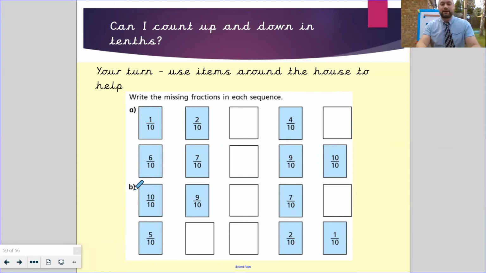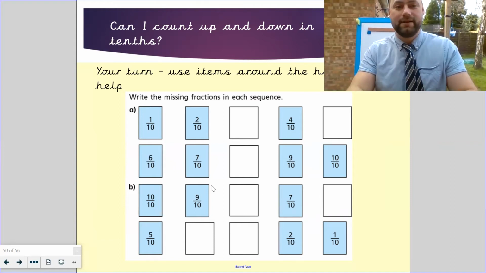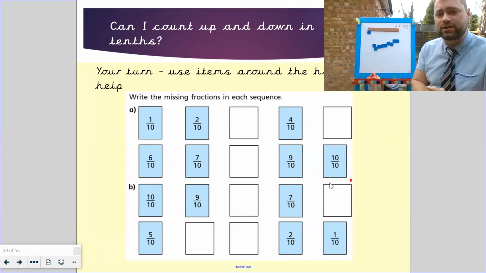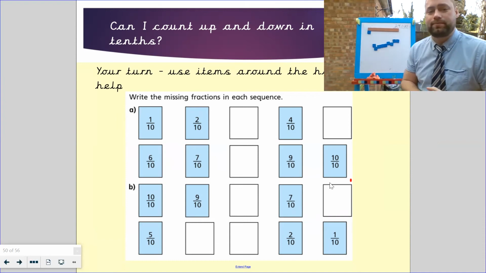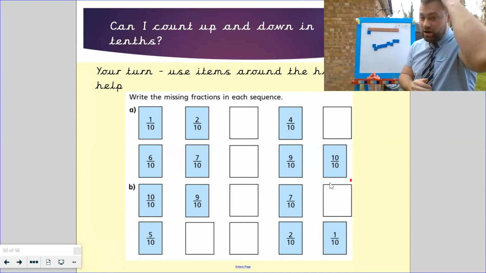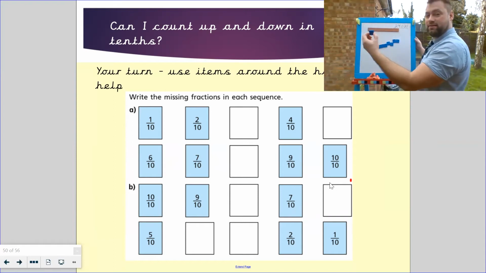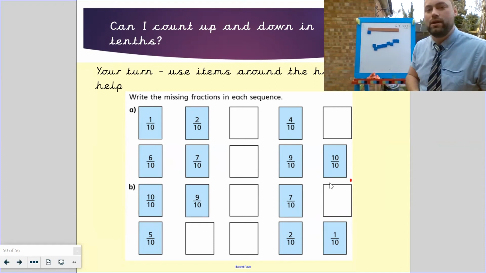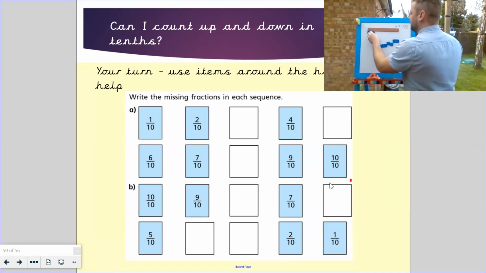Okay, welcome back, guys. Let's go through the answers. I'm going to start off with A first. Let's not make myself too big because you won't be able to see what I'm doing. Okay, first thing, we have a look at our top question here. It says part A. We start off with 1/10. Here's our 1/10. Let's put it there, and I put it under my 1 whole to show you that 10/10 make 1 whole.